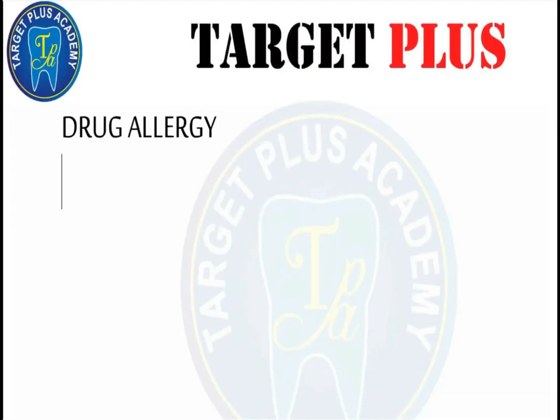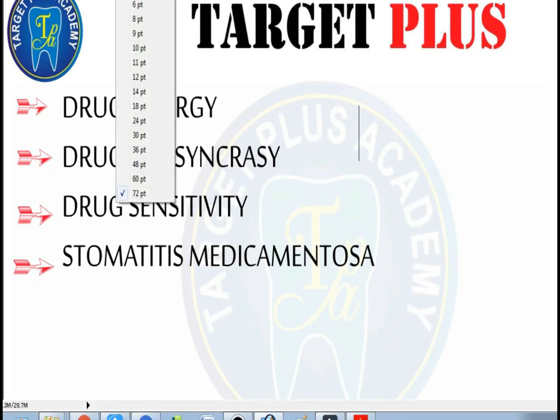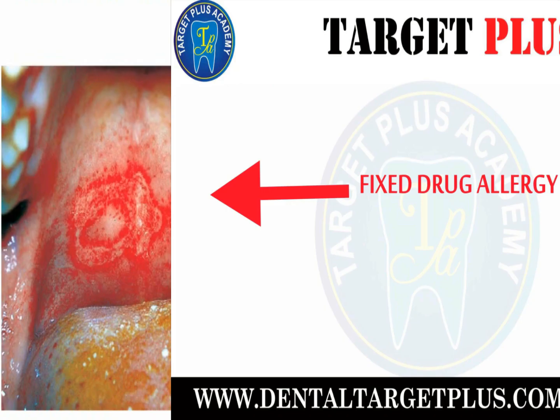Now next topic is drug allergy. It is also called drug idiosyncrasy, drug sensitivity, and other name is stomatitis medicamentosa. Stomatitis medicamentosa is other name of drug allergy. Now you can clearly see a picture showing the fixed drug allergy reaction. So it is characterized by inflammation, ulceration, and the vesicle formation. The lymph node may be enlarged.